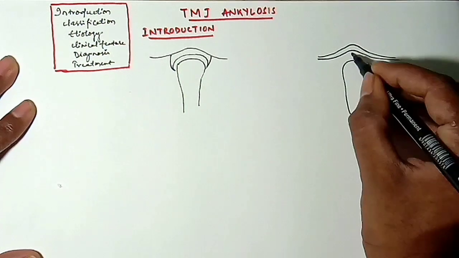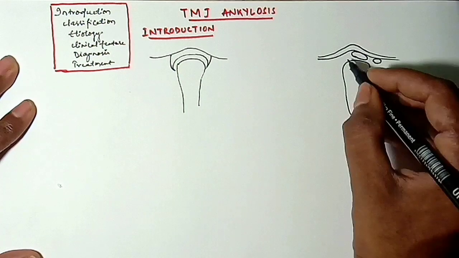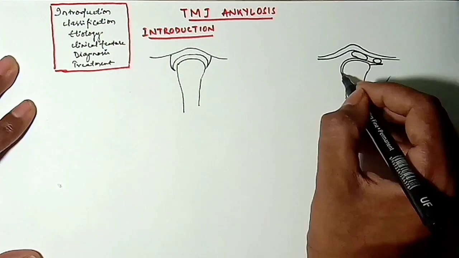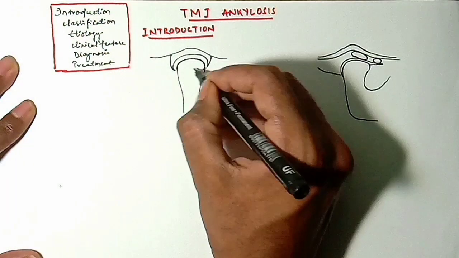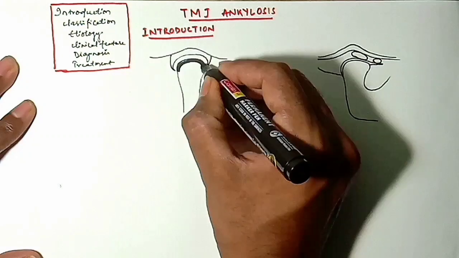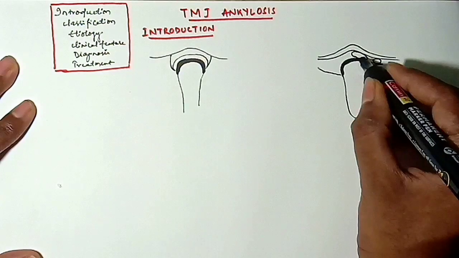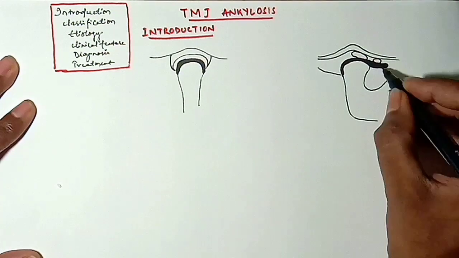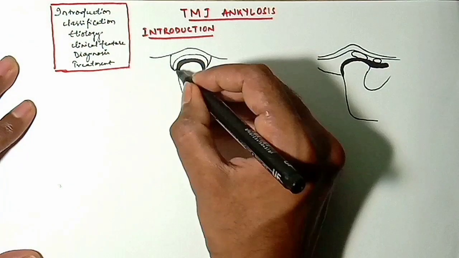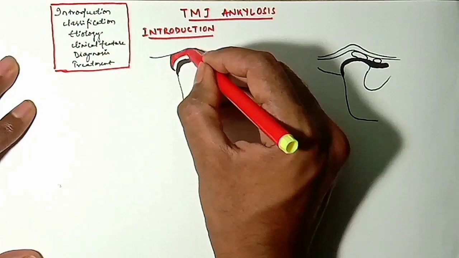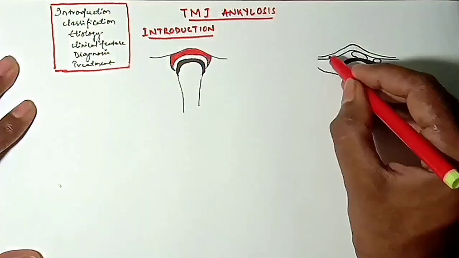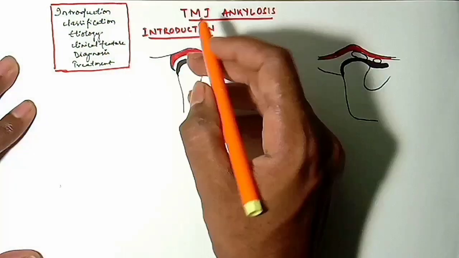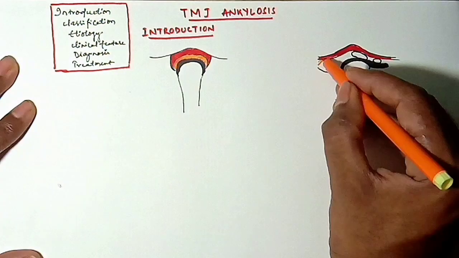Let's go with the normal anatomy of the TMJ. The TMJ is divided into three compartments. It is a freely movable joint between the glenoid fossa and the condylar head. I am drawing two views of the TMJ. The right one is the coronal view and the left one is the sagittal view.